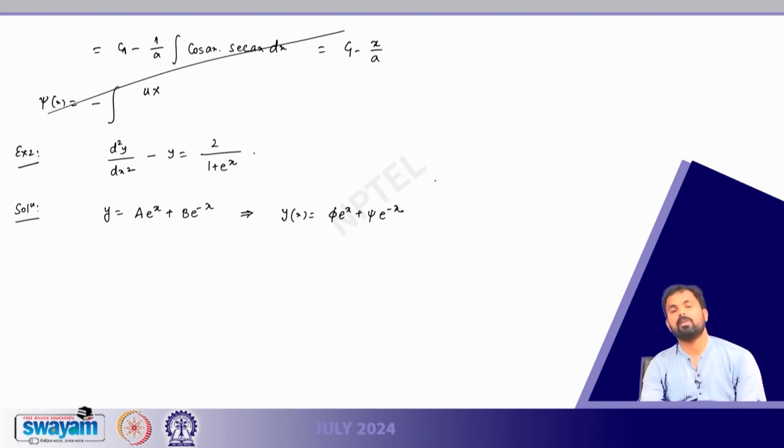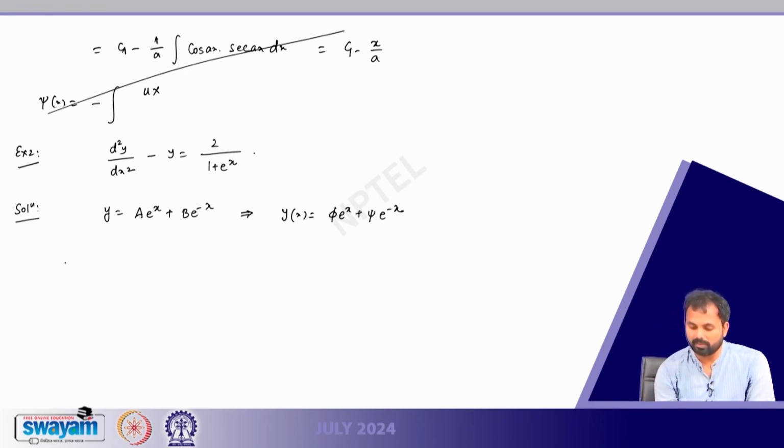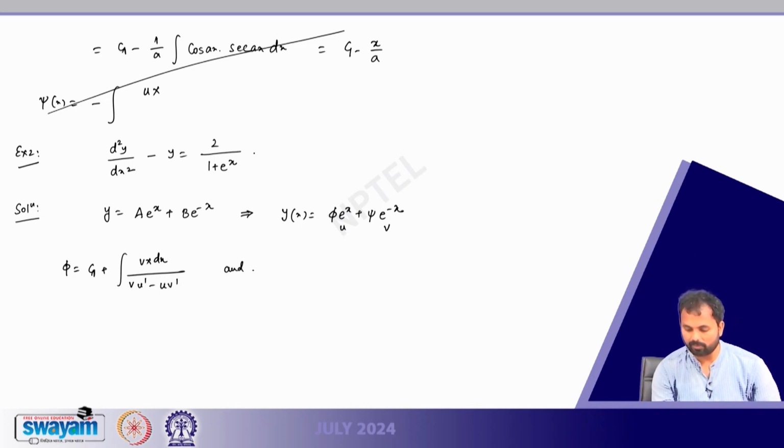E to the power x and e to the power minus x are independent functions. If we check their Jacobian, it will always come out to be non-zero, right. So, they are definitely independent functions, and we have this setting, and from there we can write our phi. So, this is my u, this is my v. The phi formula is, I think, C1 plus integral of v X dx divided by v u dash minus u v dash, and the psi formula is as usual C2 minus integral of u X dx divided by v u dash minus u v dash.